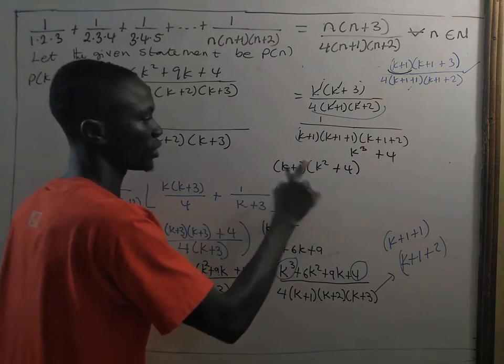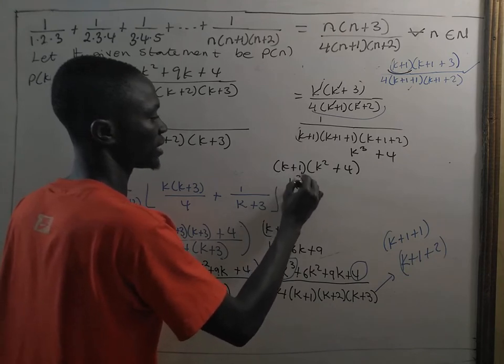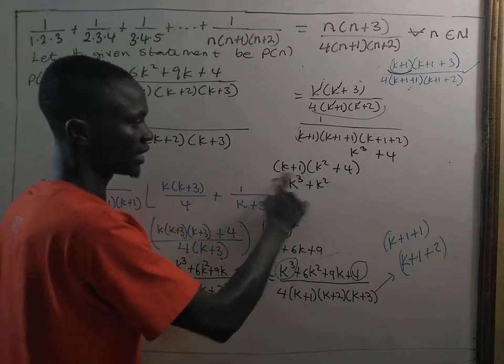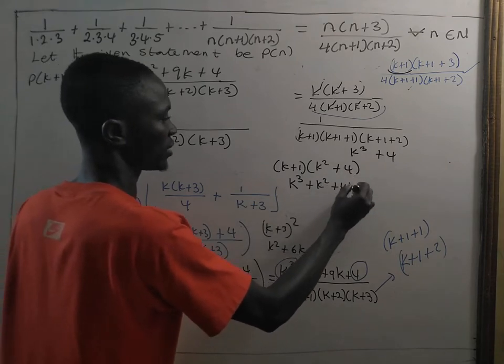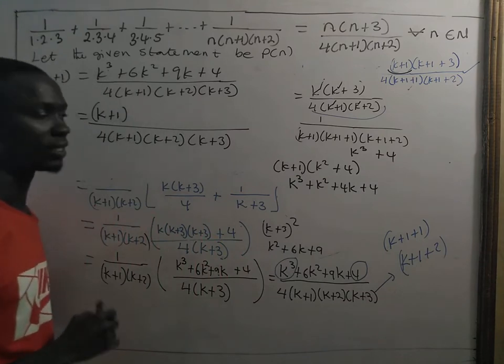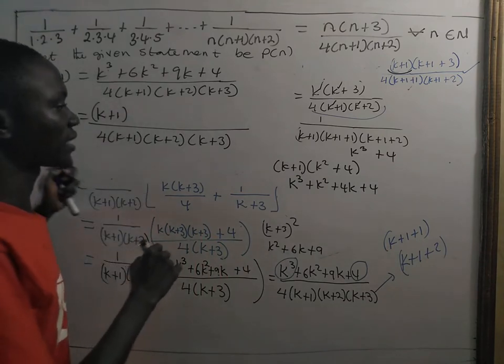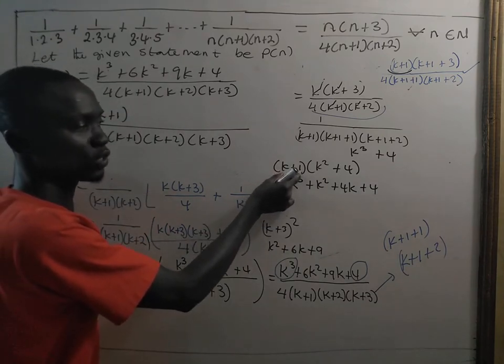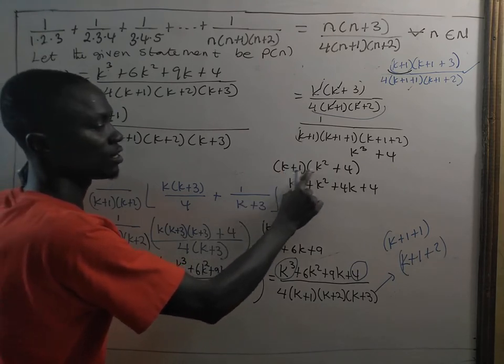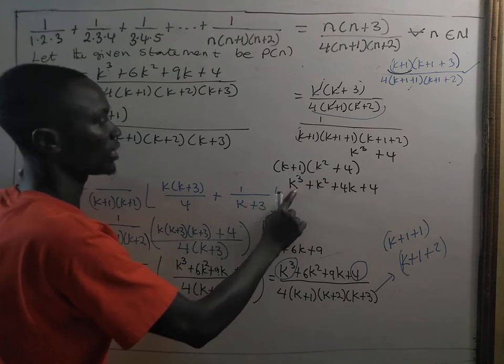K times k squared will give me k cube. 1 times this will give me plus k squared. K times 4 will give me plus 4k. 1 times 4 will give me 4. Okay, now let's see. We see that if I factorize k plus 1 out and then multiply it by k squared, I'll get the k cube here.